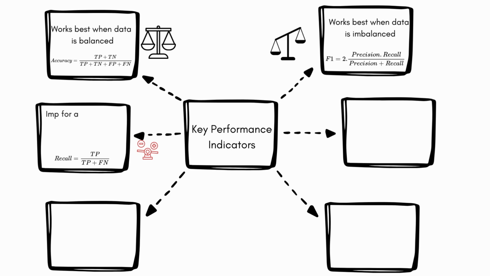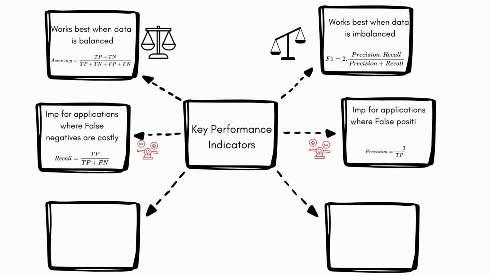Next is recall. Here, true positive over true positive plus false negative. Out of all the actual positives, how many did we correctly predict? It is important where false negatives are costly, like disease detection. Next is precision. It is given as true positive over true positive plus false positive. Precision with P on the left side, all the positives with P on the right side. It is important for applications where false positives are costly, like spam detection.